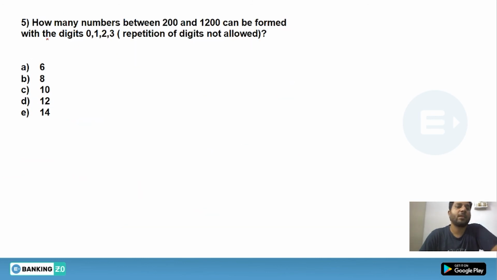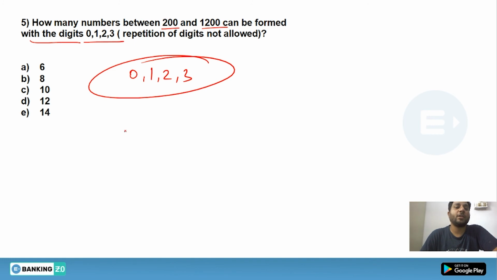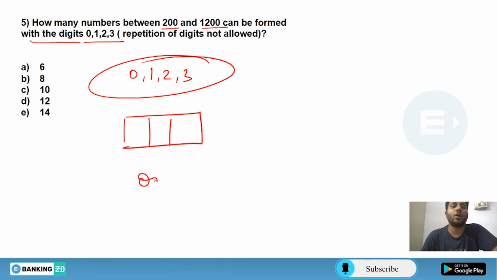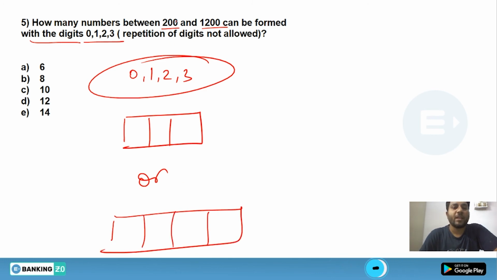Let's move on. How many numbers between 200 and 1200 can be formed with the digits 0, 1, 2, 3? So basically, you have to form either a 3-digit number or a 4-digit number. How can you say that? Look at this. It is between 200 and 1200. So either the number should be of 3 digits or of 4 digits.